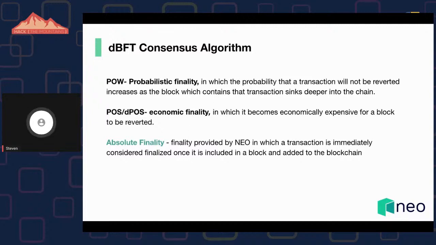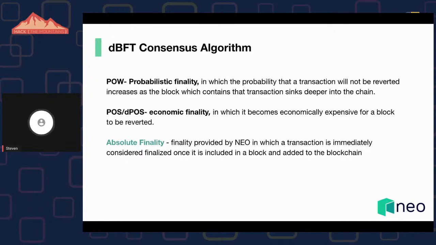And the probability is that the transaction will not be reverted, because if you want to revert a block in Bitcoin, you have to spend a lot of resources. And POW is called economic finality, because that means you have to hold a lot of economic expenses for a block to be reverted. And why does NEO use dBFT, which is a BFT related algorithm? Because it's absolute finality.